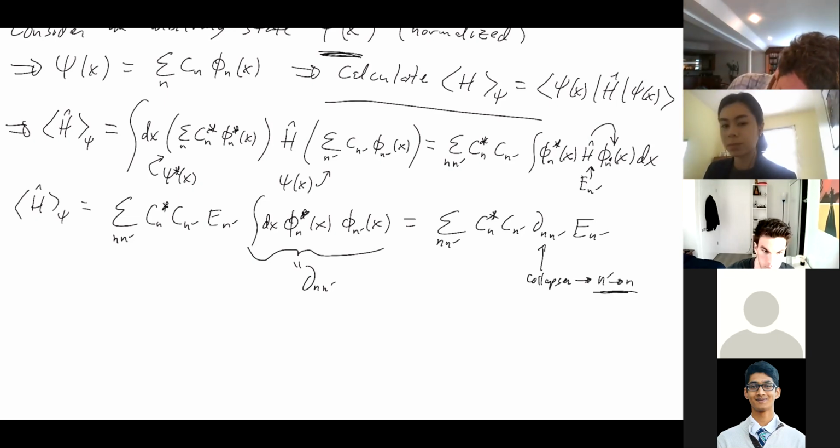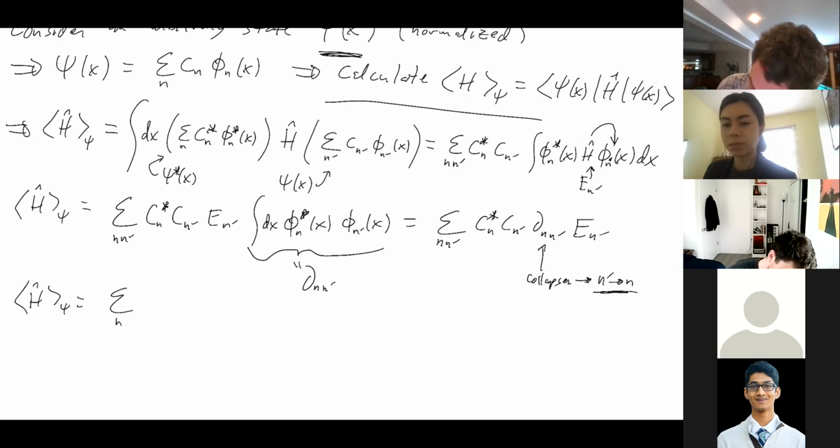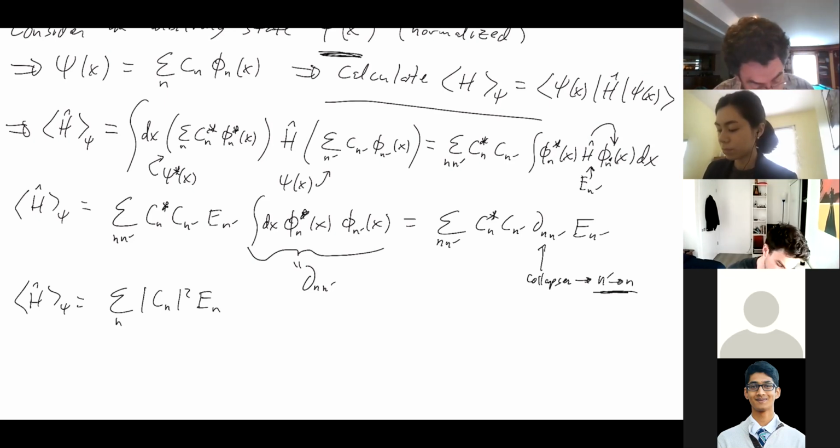And so now we have the expectation value of H is equal to the sum over n of C_n star C_n, which is the magnitude of C_n squared, times E_n. Okay, you guys see that? Let me make sure I did the algebra right.